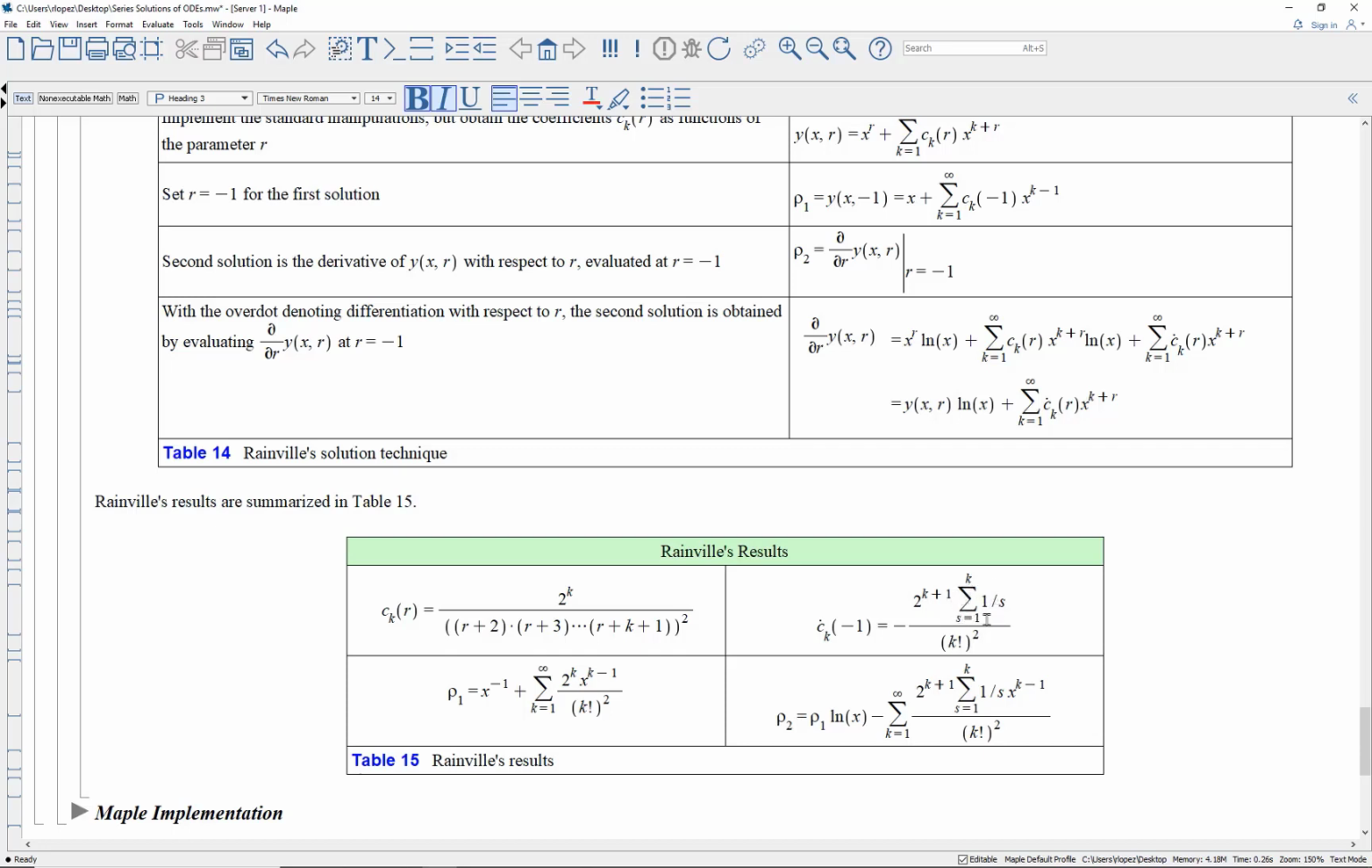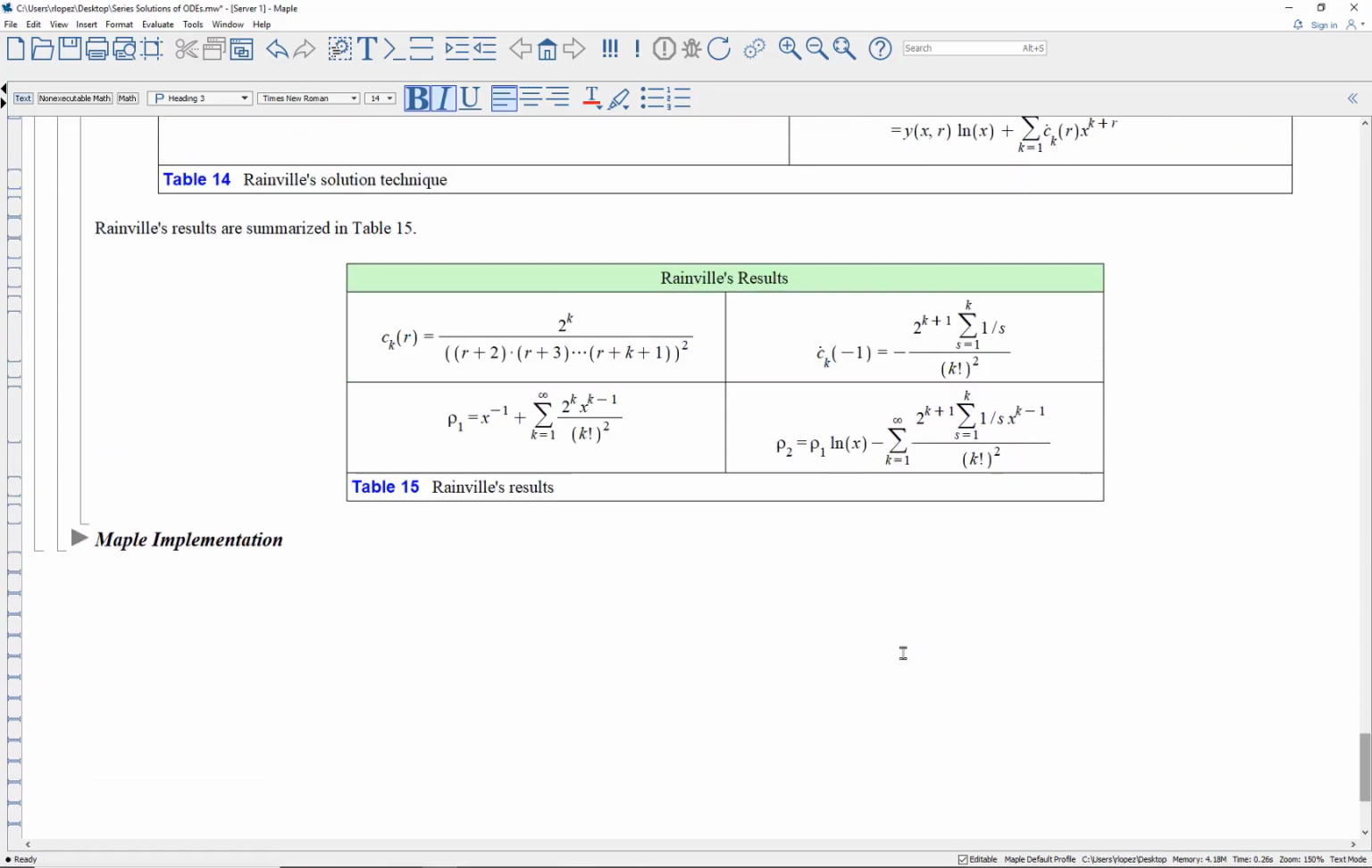Now, Rainville introduces a symbol for the sum of the harmonic series up to index k. You could do that in Maple. Maple's got a function for that, the psi function. It wasn't necessary. I just left it as a sum. So his first solution is this, and his second solution is this.